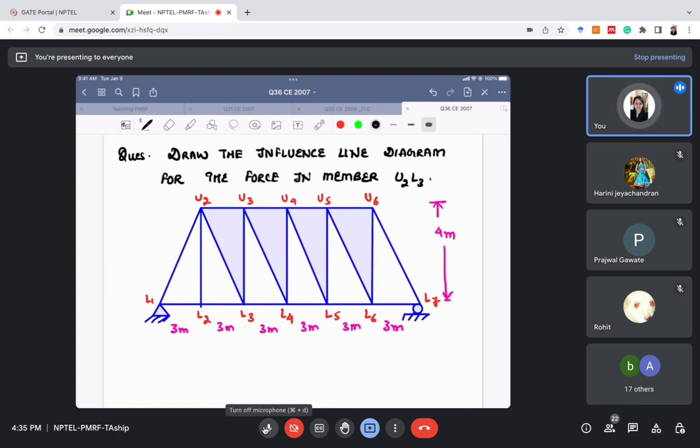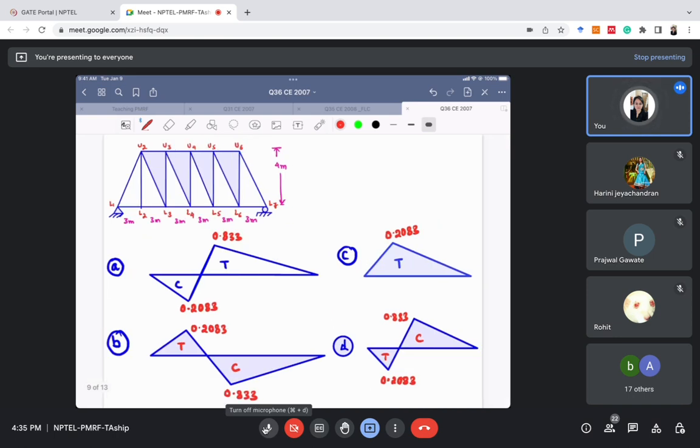So here it is a complicated looking truss. We have to find the ILD for force in member U2 L3. It is also a diagonal member, U2 L3. So we need to find the shape of the ILD for member U2 L3. Four options are given to us. At least you can rule out the wrong option here.